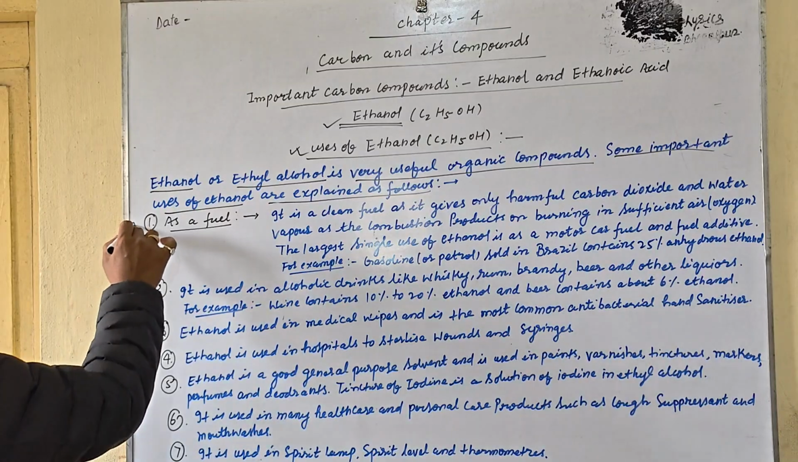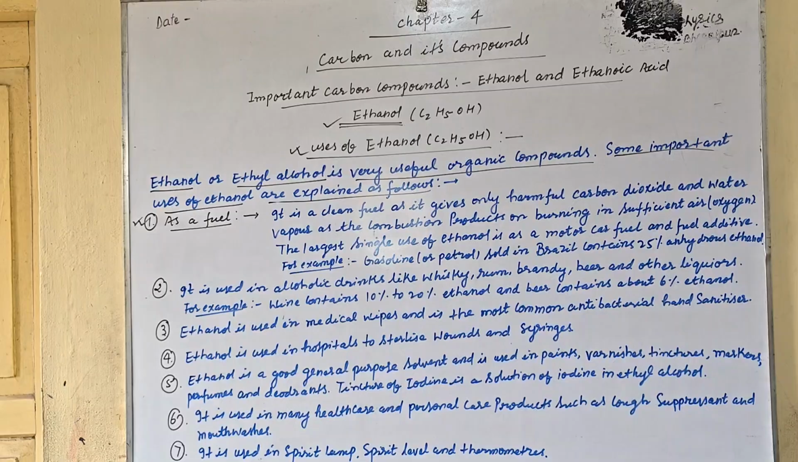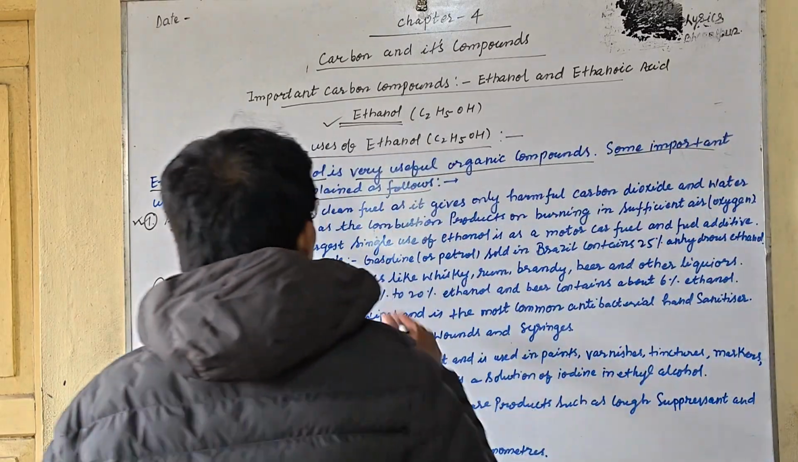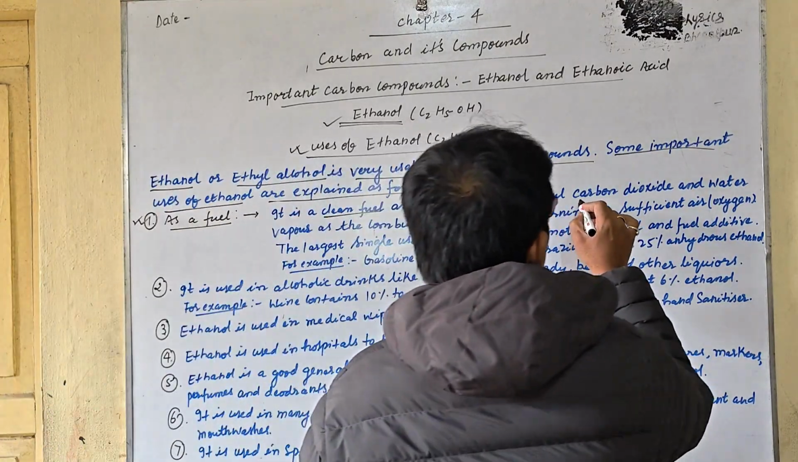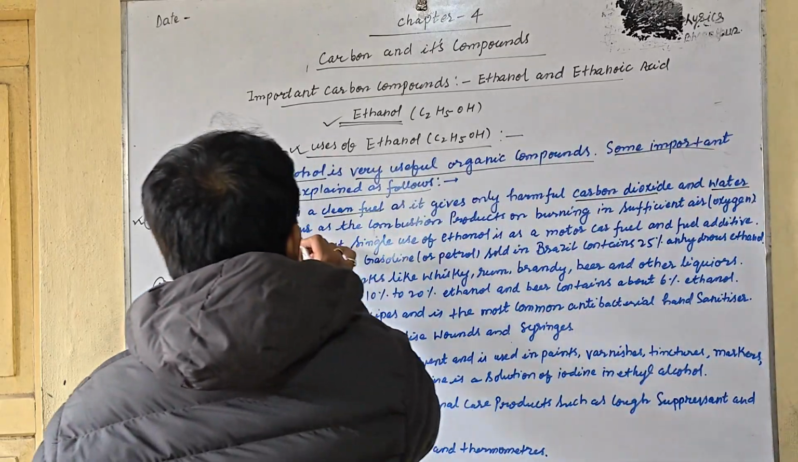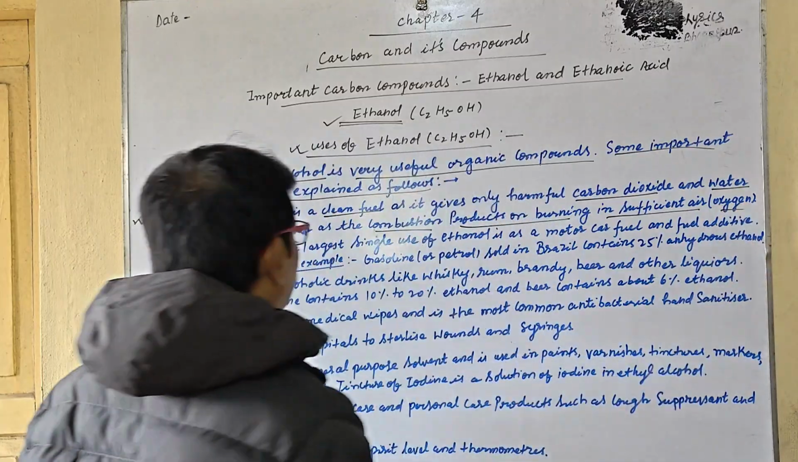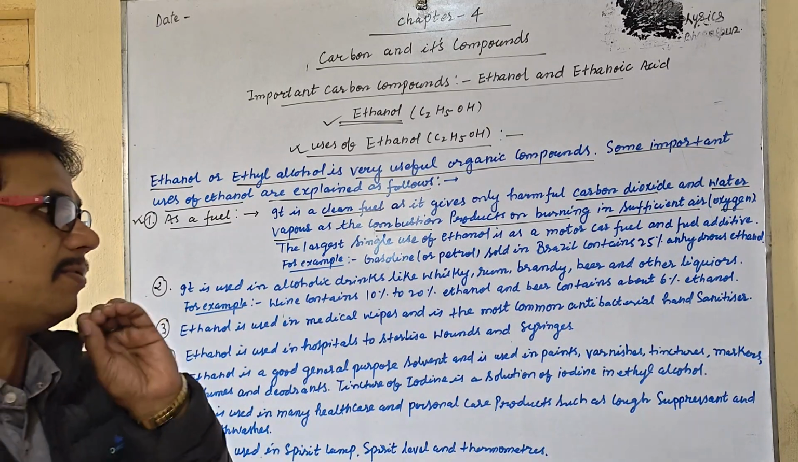The first use is as a fuel. Ethanol is used as a fuel. It is a clean fuel. It gives only carbon dioxide and water vapor as combustion products on burning in sufficient air or oxygen.